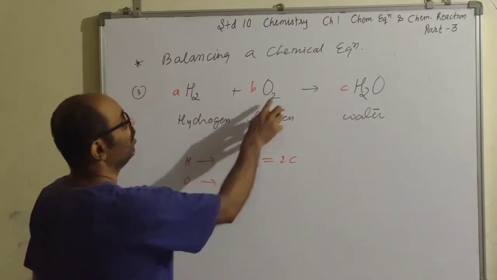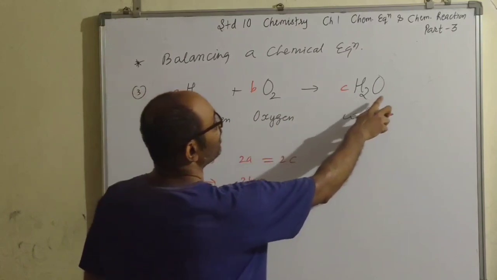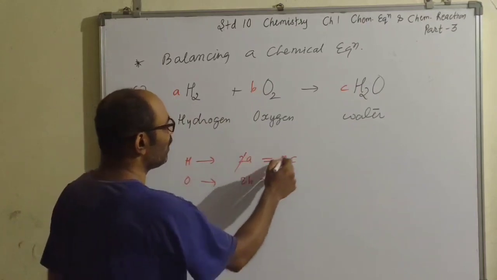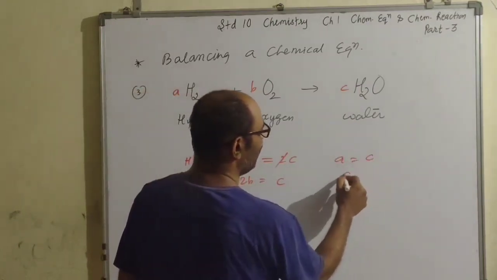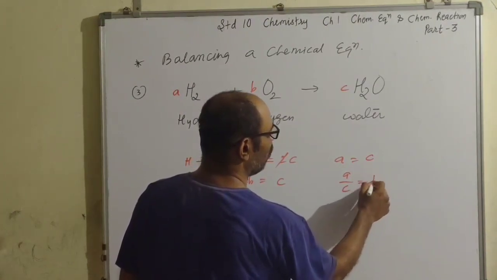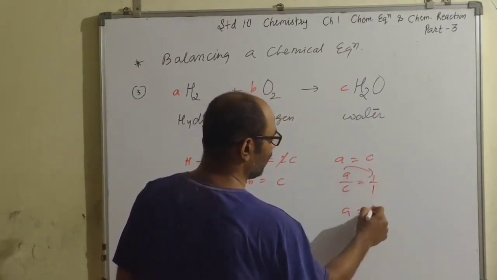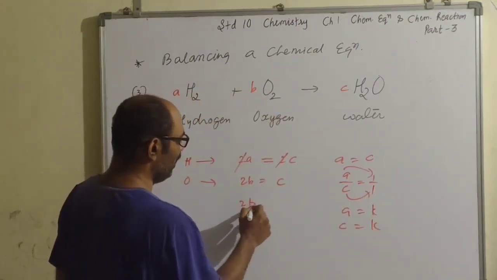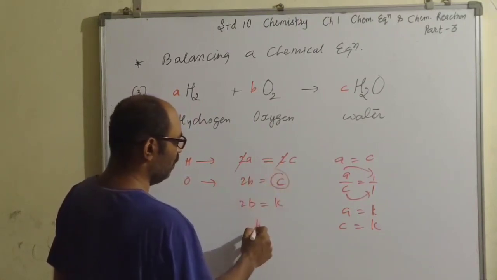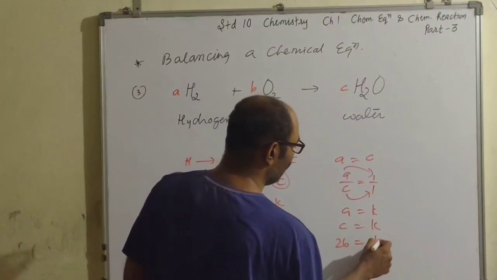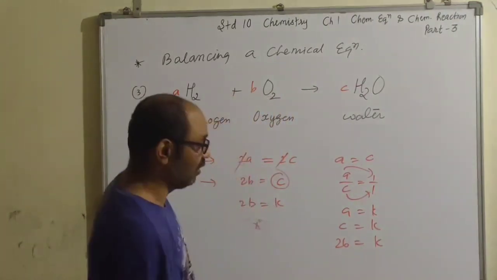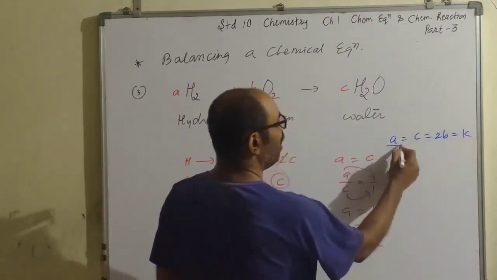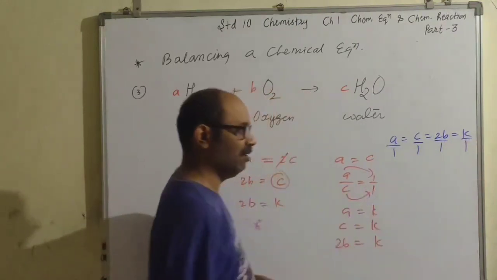Now oxygen 2B. Correct? And on right hand side 1C. So C. Alright. This 2 cancels. So A is equal to C. So A upon C is equal to 1 upon 1. So A is equal to K. C is equal to K. Now put the value. 2B is equal to K. So 2B is also equal to K. Alright. So transitivity develops. A is equal to C is equal to 2B is equal to K. Upon 1 upon 1 upon 1 upon 1.